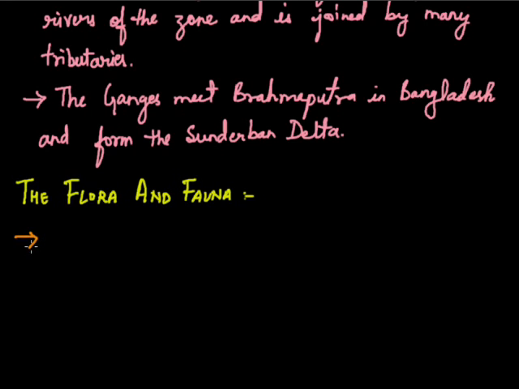We see that the Brahmaputra plains carry thick bamboo groves and coniferous trees like pine, deodar, fir, etc. If we move towards the Ganga plain, we find more of tropical deciduous trees like teak, sal, and peepal.